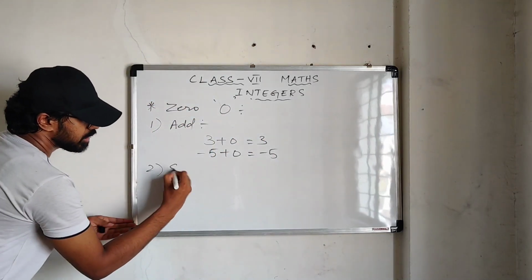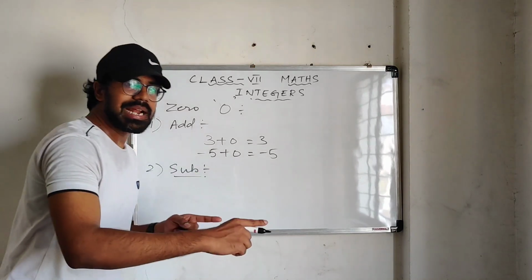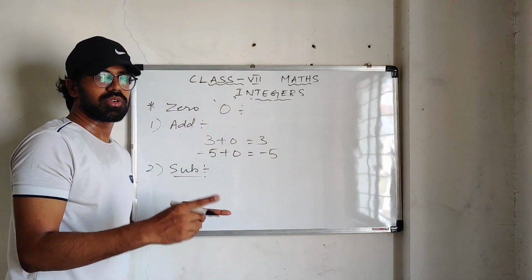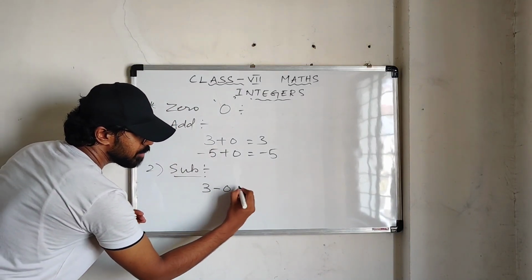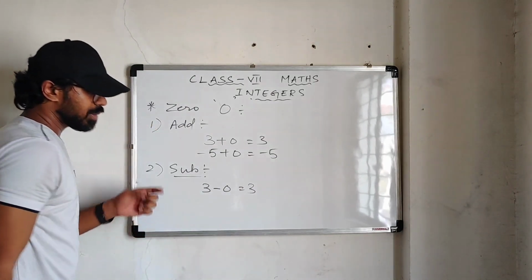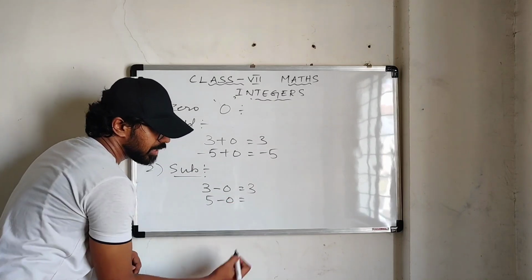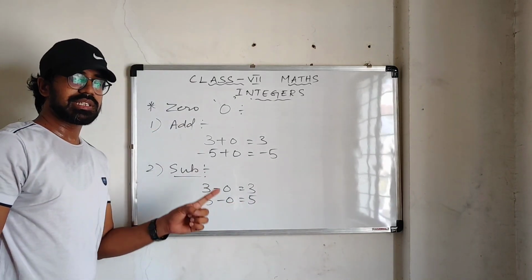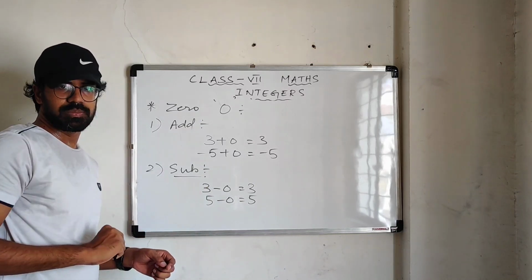Let's look at subtraction then. In subtraction, if you subtract 0, there's nothing to worry about. Say for example, let's take the number 3 itself. If I do 3 minus 0, what will I be getting? 3. And if I do 5 minus 0, I'll be getting what? Again 5. But is it the case if I subtract these numbers from 0?